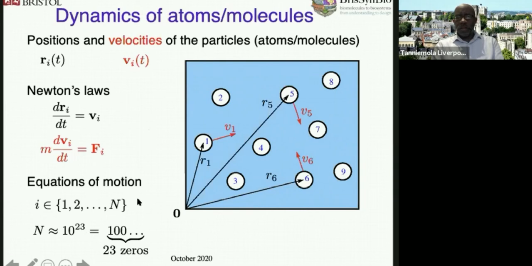We have 10 to the power 23 of them, a huge number. So we know what the velocity is, but what is the force? How do we get what the force is between the particles?